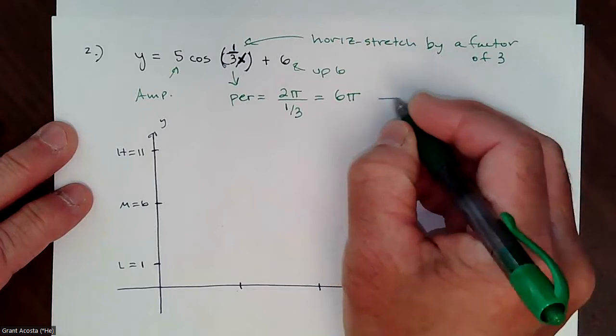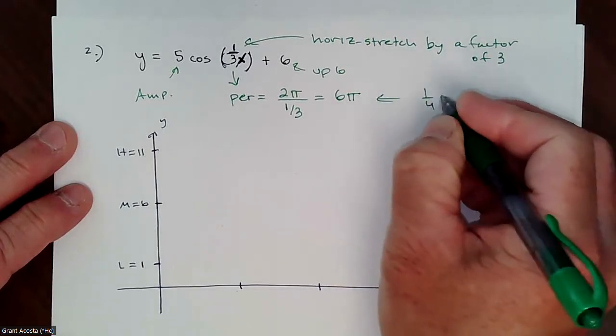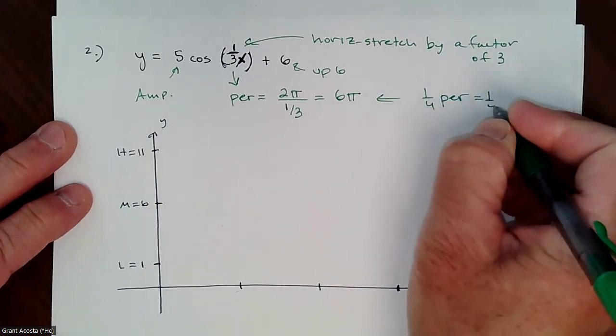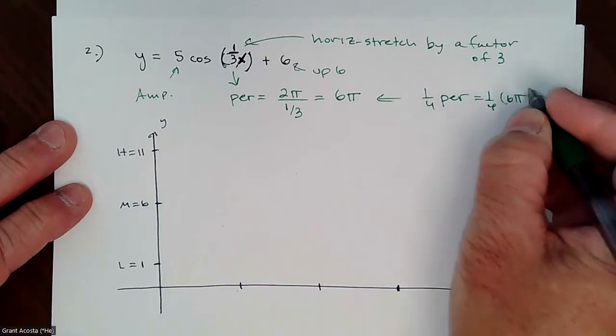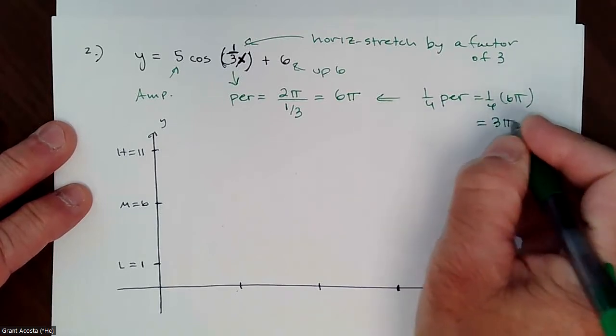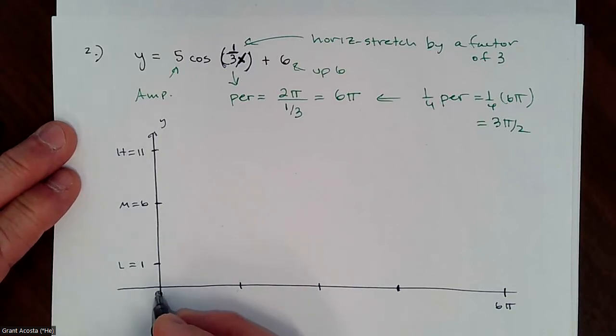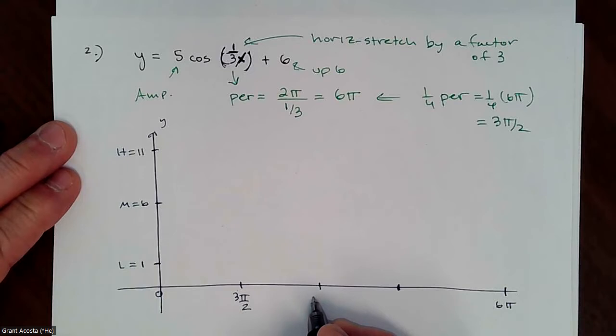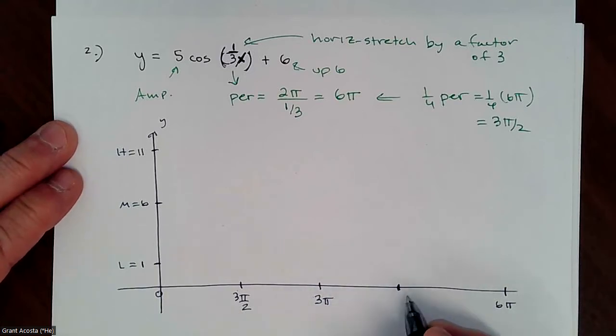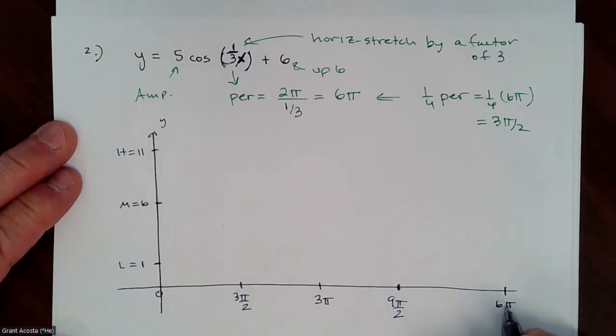If I take 1/4 of this period, meaning 1/4 of 6 pi, that gives me 3 pi over 2 if I reduce it. So then I can just picture counting by 3 pi over 2's. If I start at 0, this first point is 3 pi over 2. If I add another 3 pi over 2, I get 6 pi over 2, which is 3 pi. Add another 3 pi over 2, that gives me 9 pi over 2. And if I do that again, I get 12 pi over 2, which is 6 pi.